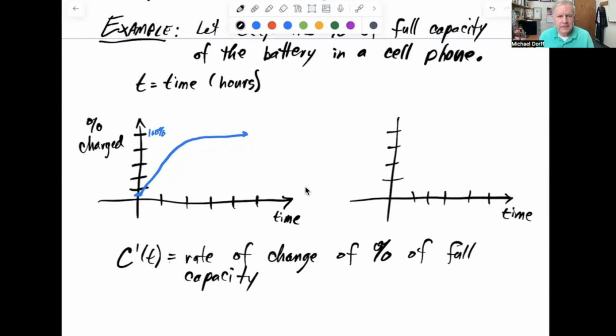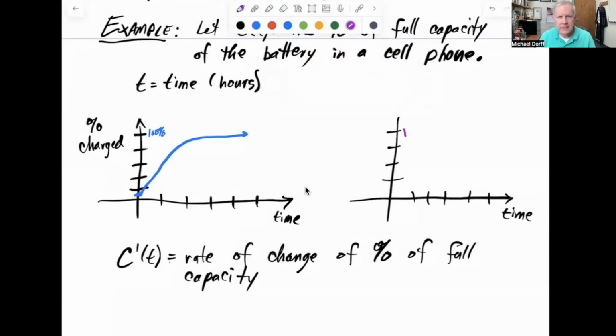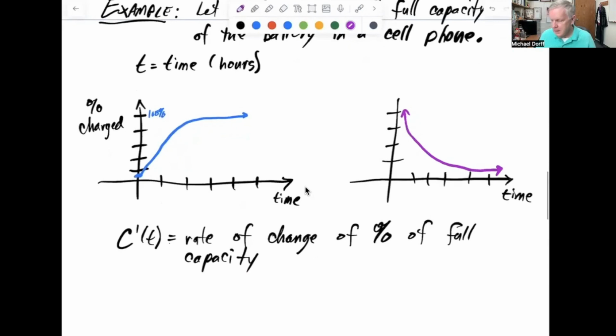Well, when I first plug it in, it's going to be charging really quickly. And so the value is going to be higher up here. But the rate of change is going to decrease with time. And as the time increases and the charge gets closer to 100%, the rate of change is going to be less and less. And it's going to look something like this. So the idea again here is if I have a description of a function, then the derivative is going to be the rate of change of that description there.